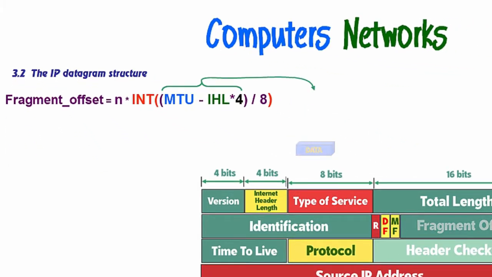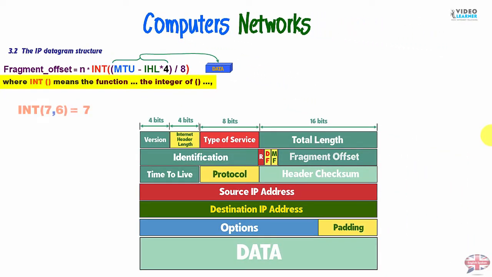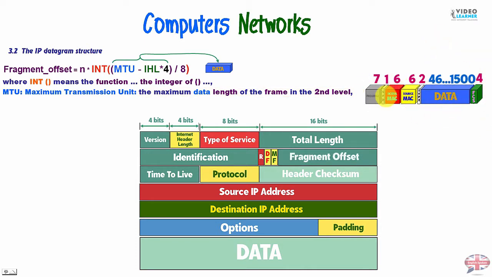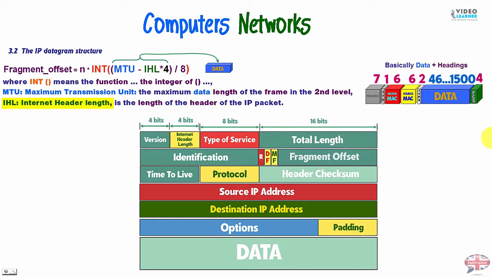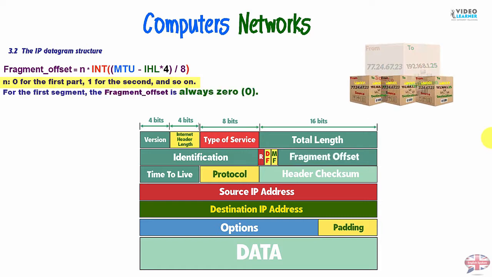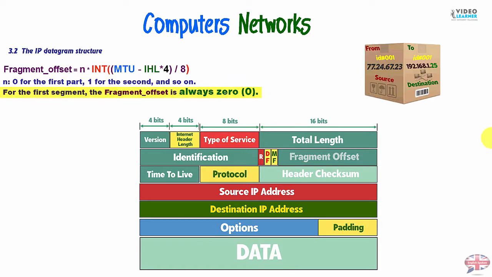And this amount is actually data, where the function int means the integer part, and MTU is the maximum transmission unit, the maximum data length of the frame at the second level. Here it is, the frame. Imagine it as a packet, basically data and headings. IHL, the Internet Header Length, is the length of the header of the IP packet. Remember that it is expressed in 32-bit words, while the fragment offset is in bytes. Have a look that n is 0 for the first part, 1 for the second, and so on. So for the first segment, the fragment offset is always 0.